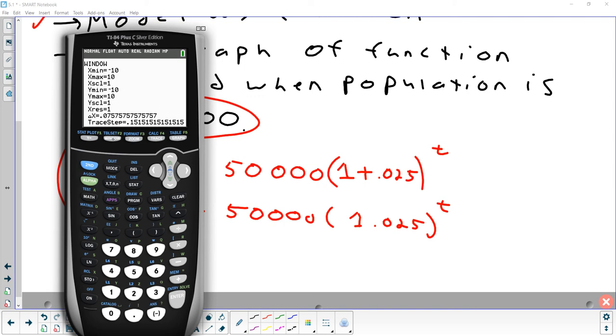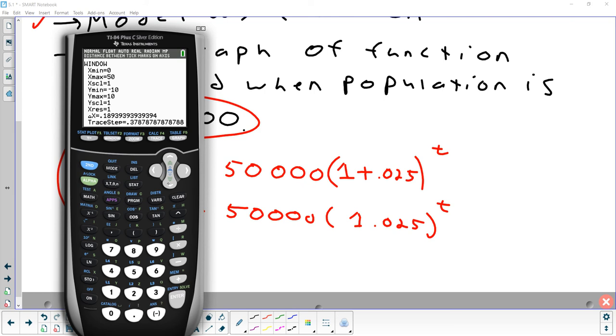Let's adjust our window. So x is time. What's the smallest amount of time that could go by in this problem? Zero. You could have no time that goes by, and then the answer would be 50,000. The maximum amount of time, there is no maximum. Let's set this at least to 50 years, and hopefully that's enough time for the population to basically double. When will the population double?